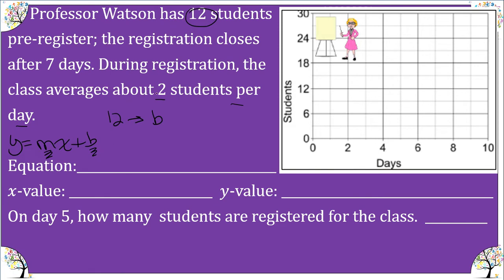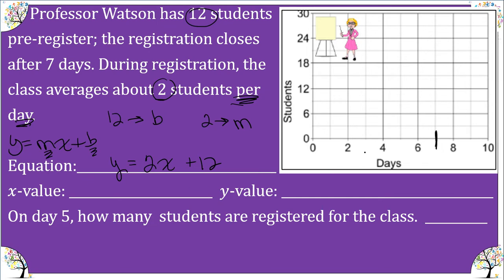During the registration, the class averages about 2 students per day. So when you see words such as per or each or every, that really will let you know that that is going to be your constant rate of change. So 2 is our slope, our constant rate of change. So the equation is y equals 2x plus 12. This 7, we don't even need for the equation. It just is telling us that on day 7, registration is over. So our line will stop at the 7.